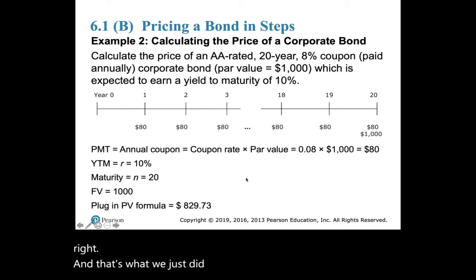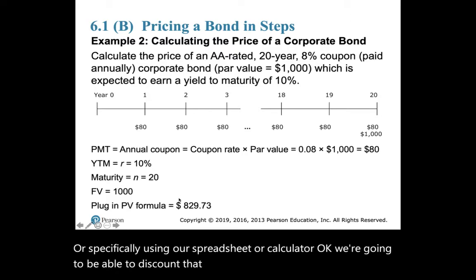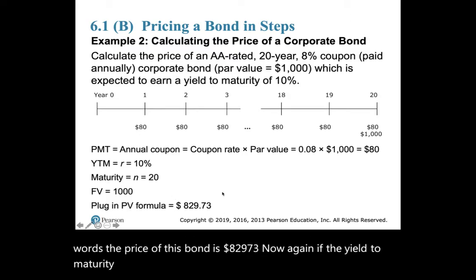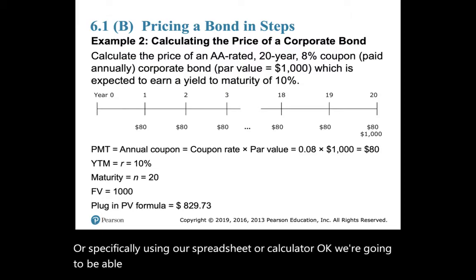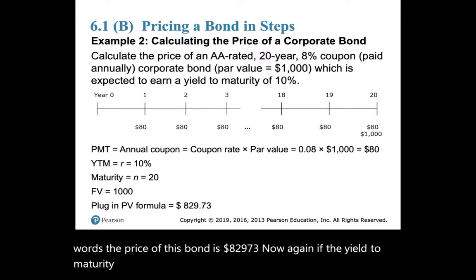So, using those formulas, specifically using our spreadsheet or our calculator, we're going to be able to discount that back to the present value. In other words, the price of this bond is $829.73. Now, again, if the yield to maturity changes, then this price will change. We'll discuss that more later on. But this is just our first example of how we price a bond, and hopefully we start to see the comparisons and the relevance of what we've been doing in terms of TVM.